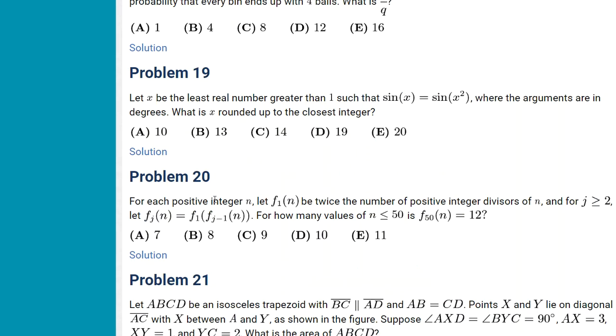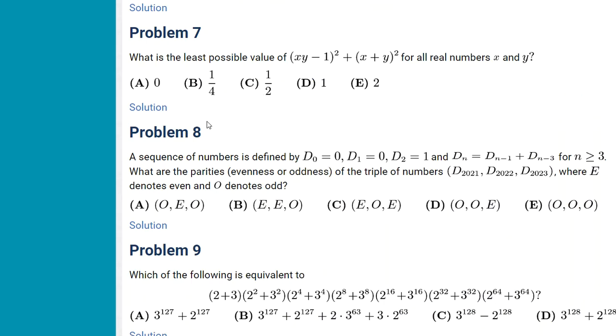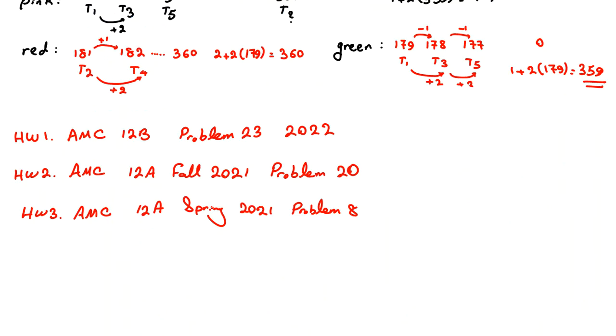Next problem is this problem 20 of AMC 2021 Fall 12A. And you can solve this problem also with considering small examples. Next problem is problem 8 of AMC 12A 2021. So, and also in the upcoming AMCs 2023, 2024, we'll have problems that can be solved with considering small examples.